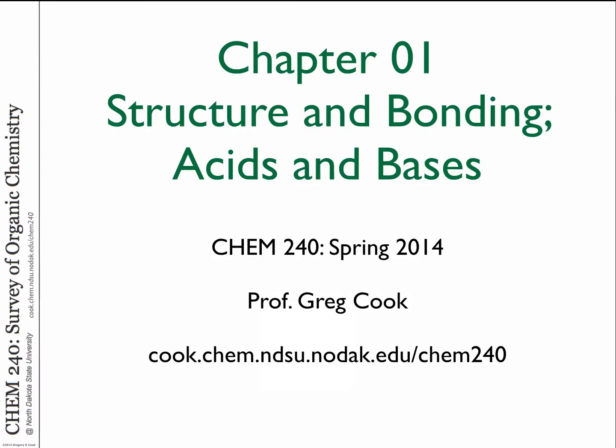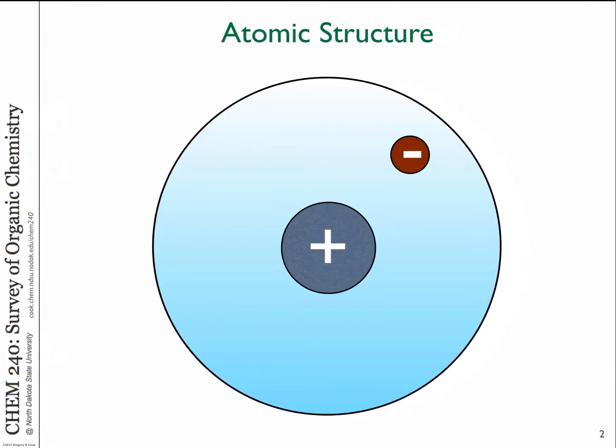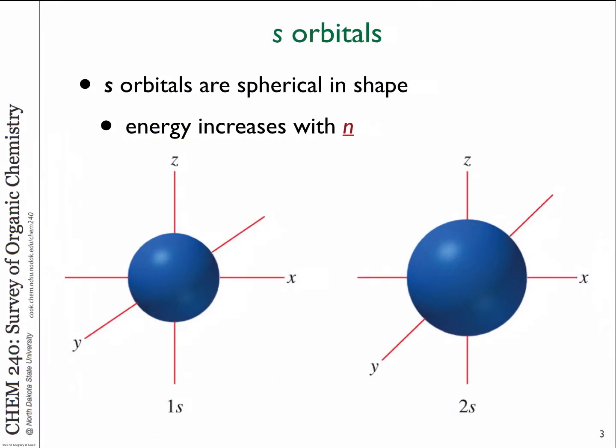Okay, let's get started. We began to introduce some concepts of structure and bonding last time on Tuesday. Just to remind you, we talked about atoms and atomic structure, which is made up of protons, neutrons, and electrons. We talked about orbitals, in particular S and P orbitals. So obviously electrons are discretely placed within atoms in the atomic structure in various orbitals.